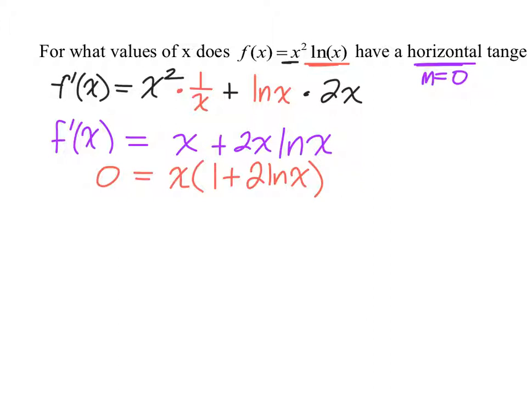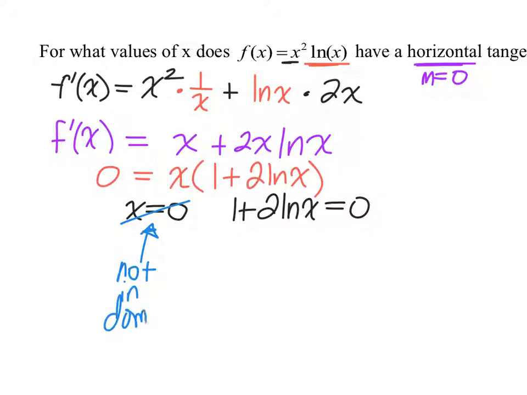All right, so we have two factors. Each one of these factors could be equal to 0 technically, but it doesn't always play out that way. So set them both equal to 0 and solve. And then analyze. So x equals 0, 1 plus 2 ln of x equals 0. I'm going to toss the x equals 0, and that's because it's outside of the domain, not in domain.